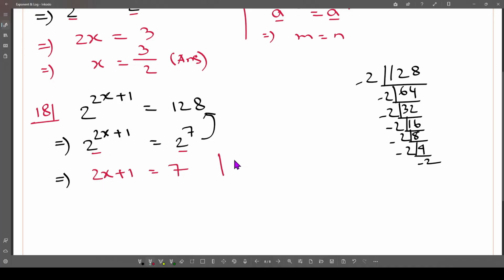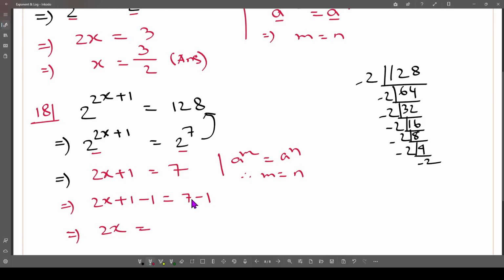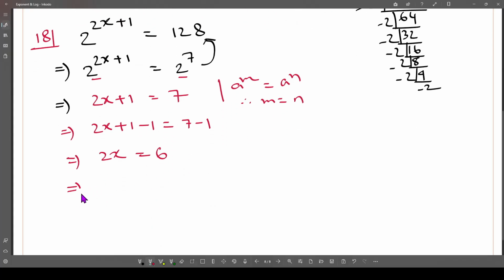A side note: a to the power m equals a to the power n means m equals n. Now 2x plus 1 minus 1 equals 7 minus 1. We subtract 1 from both sides. So 2x equals 7 minus 1, which is 6. Now we can divide both sides by 2. So 2x divided by 2 equals 6 by 2.